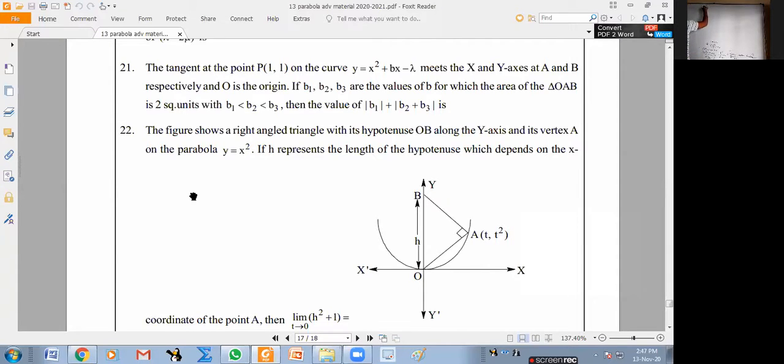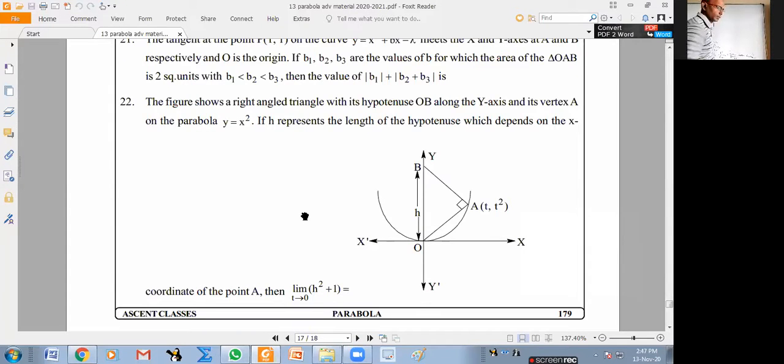Okay, question 22 I think is quite a simple question. So we have a parabola y equal to x square. We want a right angle triangle with a hypotenuse OB along the y-axis. So somehow a rectangle.